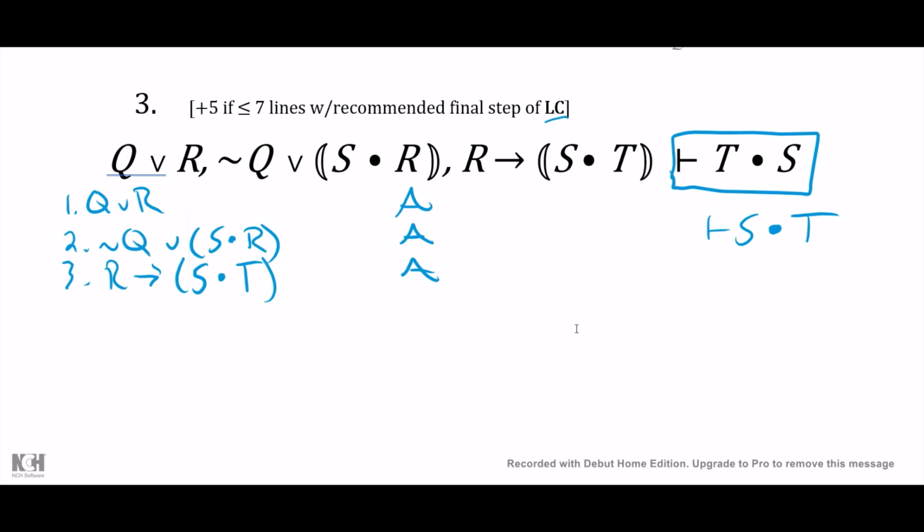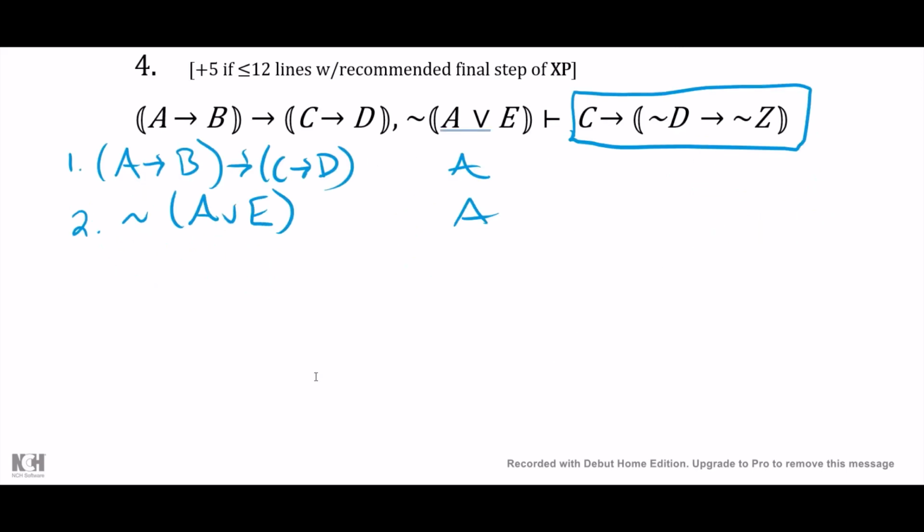Let's take a look at 4. Number 4. All right, first thing, look at the goal. It's C arrow, squiggle D arrow, squiggle Z. Now you might notice, it's an arrow. I can do an arrow in. You could, but notice that what it says here is that you can be done by line 12 or fewer with a final move of exportation.